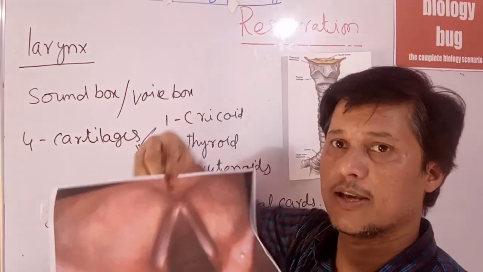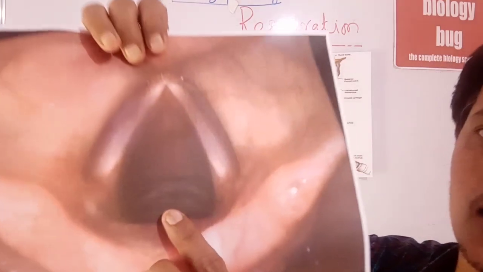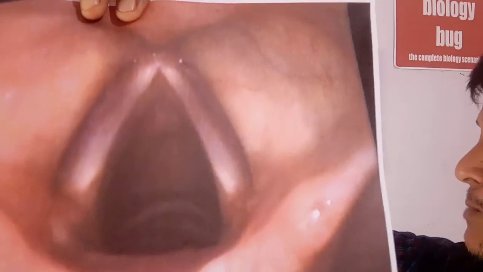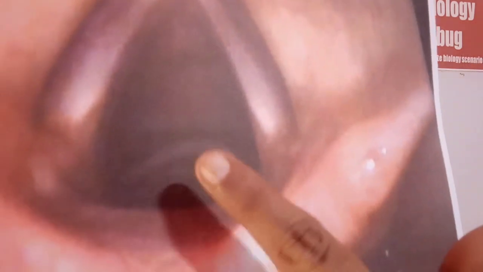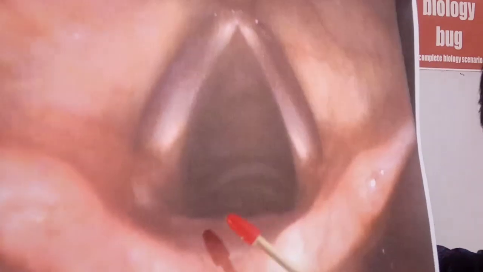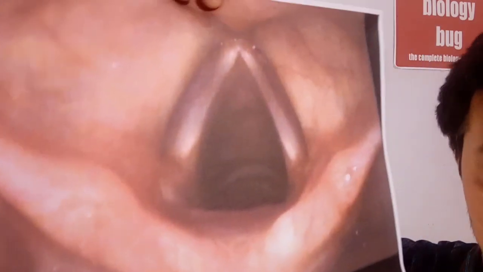Okay, I will show you as zoom. Okay, so these are vocal cords, those are called vocal cords. So when expired air passes over the vocal cords, these vocal cords vibrate and produce sound. So it is a difference from male and female.